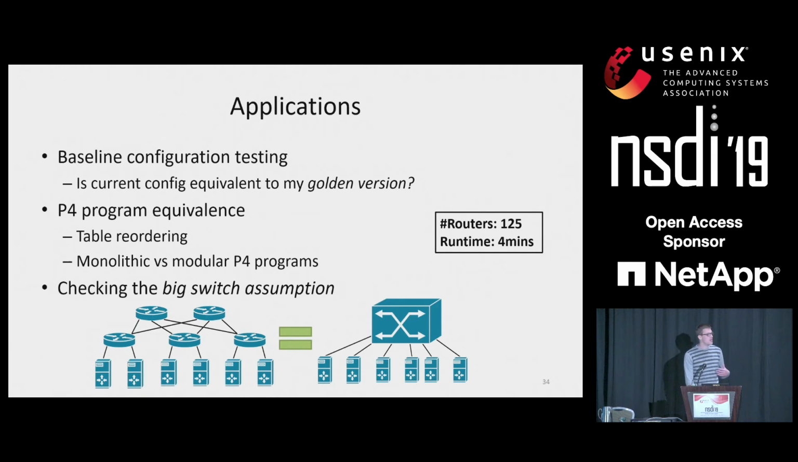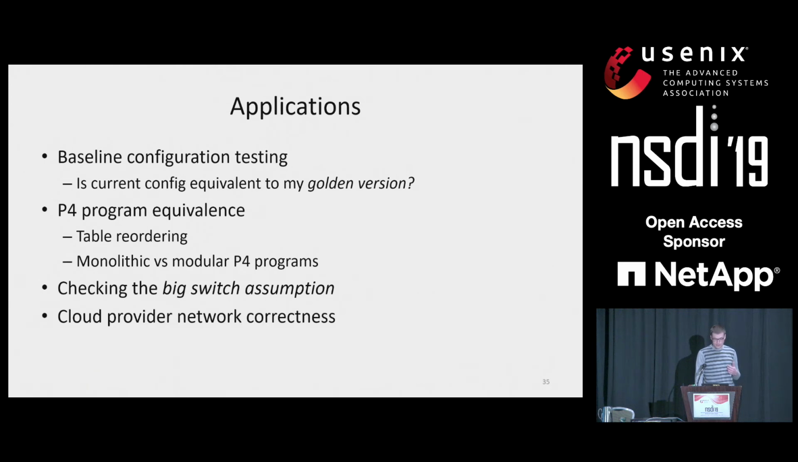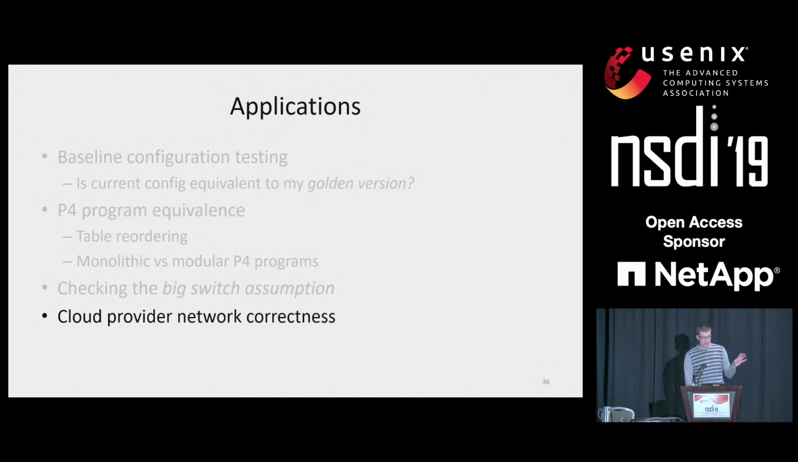So another interesting aspect would be to check network properties, which are nice. For instance, this big switch abstraction. You'd like to abstract away your data center topology as one big switch with all end hosts connected. So we can use netdiff for this purpose also. And the last but certainly not least, we are looking for cloud provider network correctness. I'll drill into this a bit more, since this is our most compelling use case.